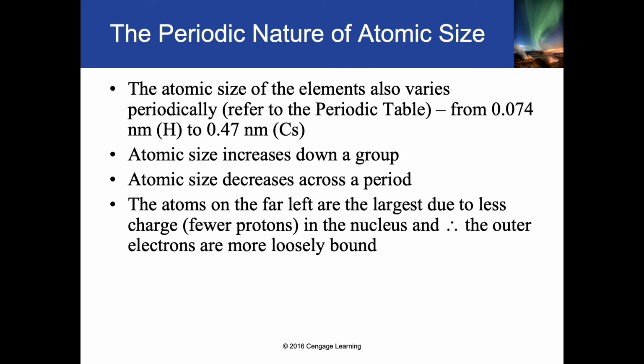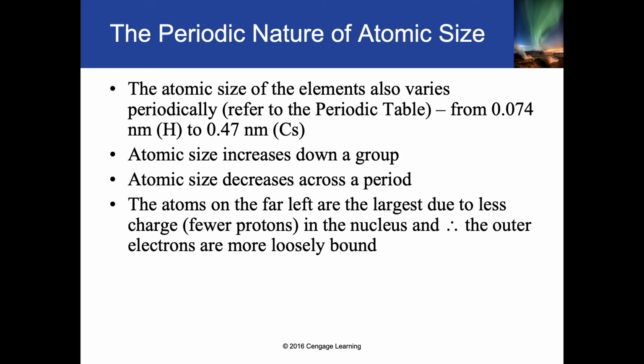And the more electrons you have, the bigger you get, right? So atom size increases as you go down a group, but interestingly, atomic size actually decreases as you go from left to right. Interesting stuff, right? The atoms at the far left are the largest due to less charge, fewer protons in the nucleus, and the outer electrons are more loosely bound.